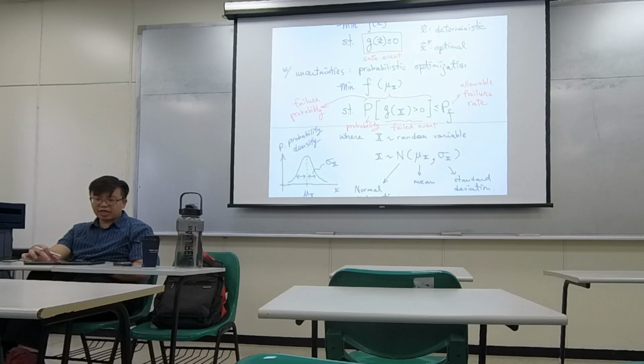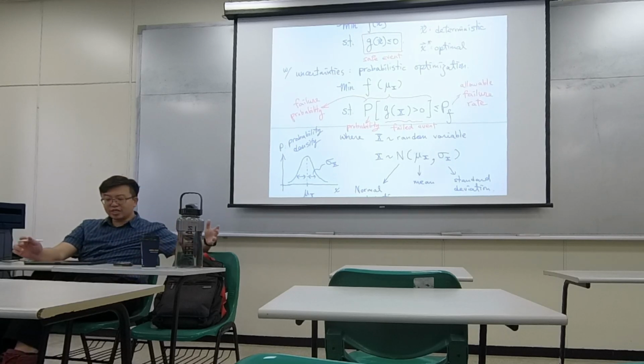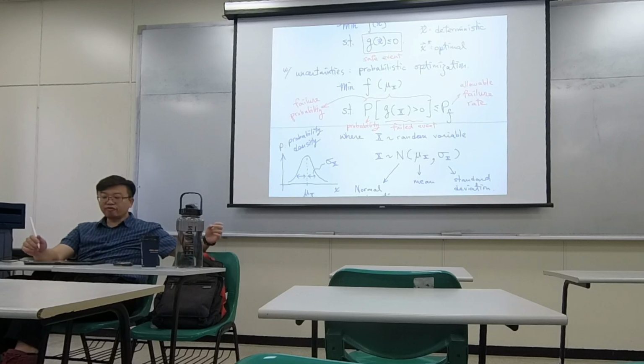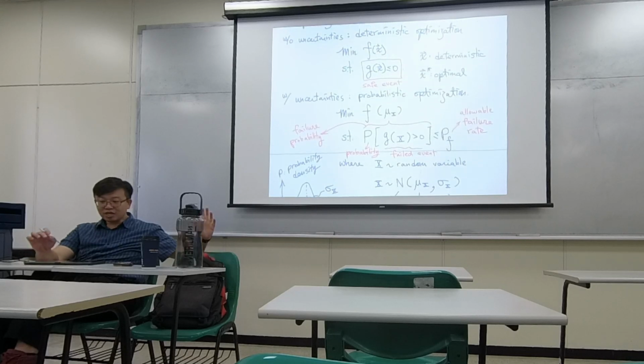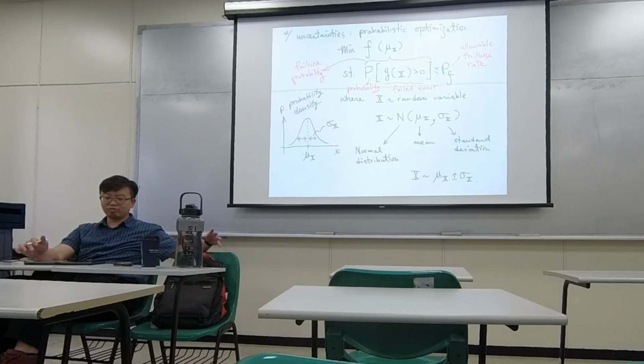So basically, you are minimizing the function value with respect to the mean of the distribution, subject to the failure probability has to be smaller than the allowable value. This is a completely new formulation compared with deterministic optimization. So in probabilistic optimization, you are handling a much more complex kind of problem. Okay.